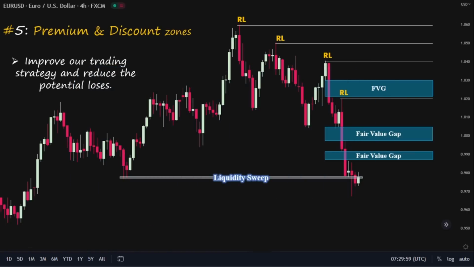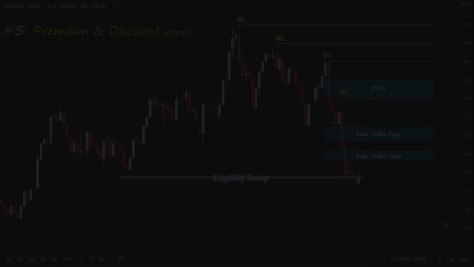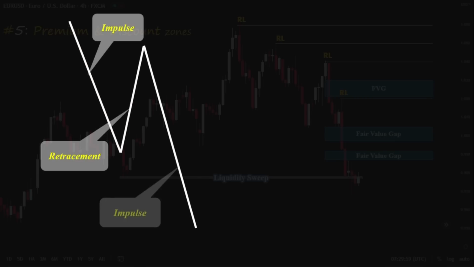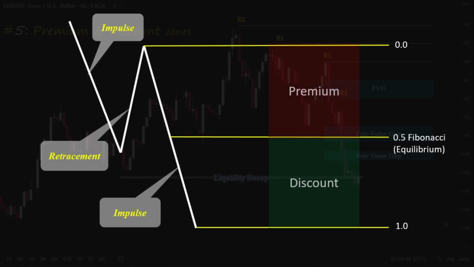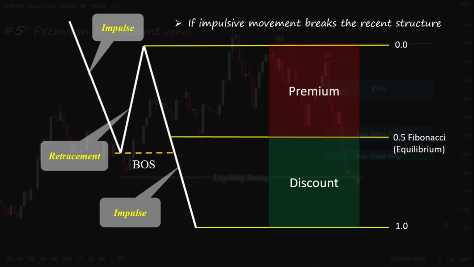To determine whether the price is in premium or discounted, we may use the Fibonacci tool by connecting the swing high and swing low of the price. The zone located under the 0.5 Fibonacci level is known as the discount zone, and the zone placed above the equilibrium line is known as the premium zone. These zones are only reliable if impulsive movement breaks the recent structure.